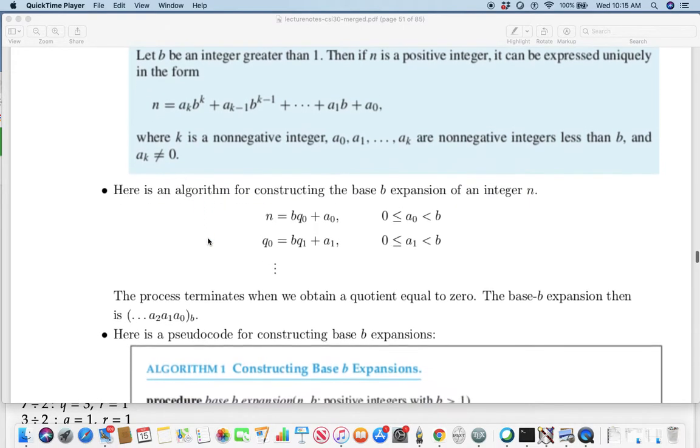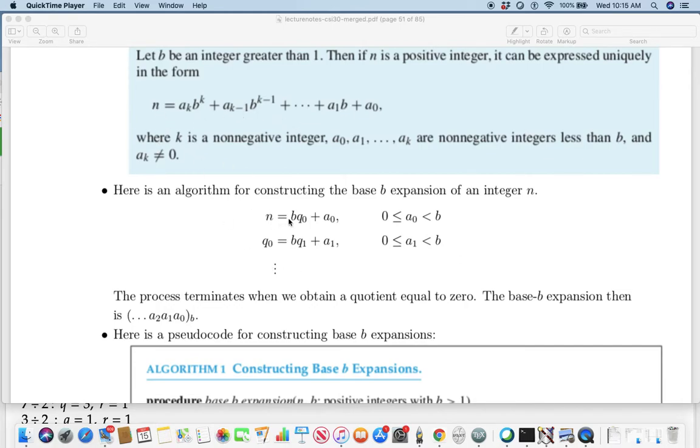What does this mean? Let's see a few examples. First, an algorithm for the construction of base b expansion. So this sum written in this fashion is called base b expansion. Base b represents the fact that I'm using powers of b.